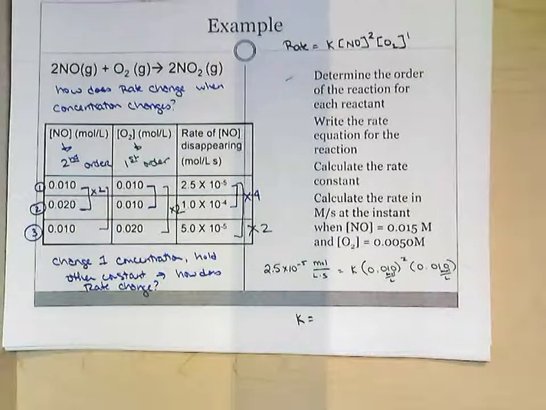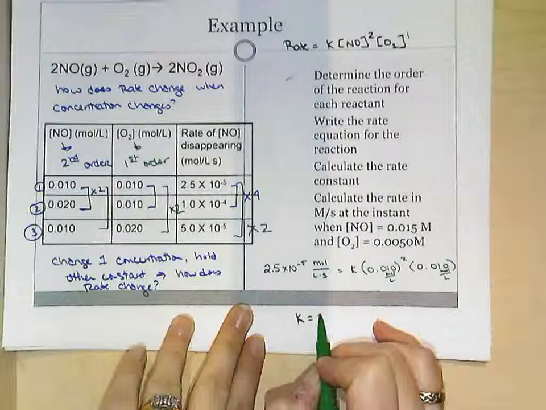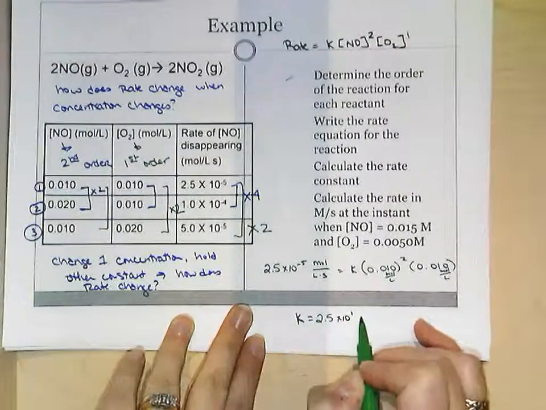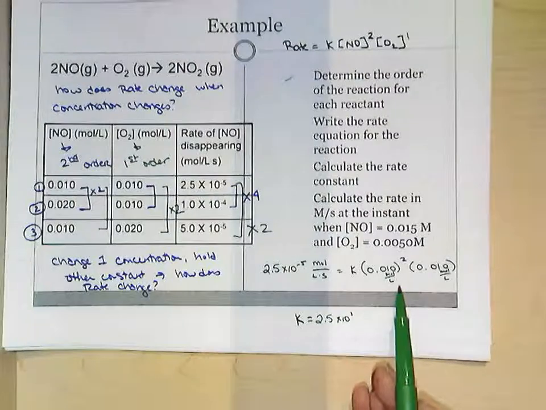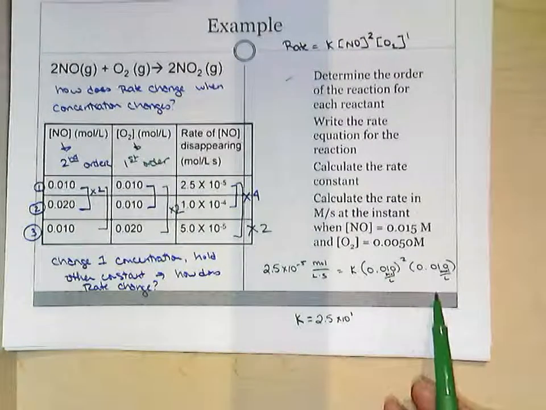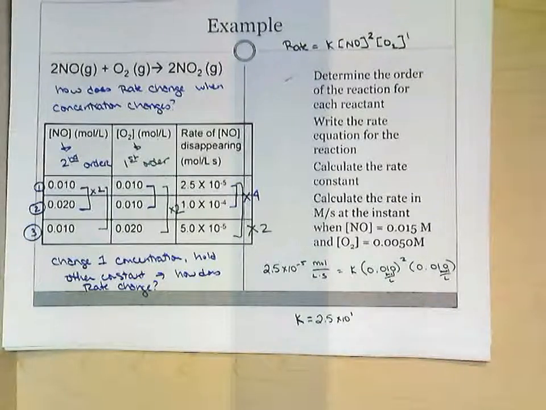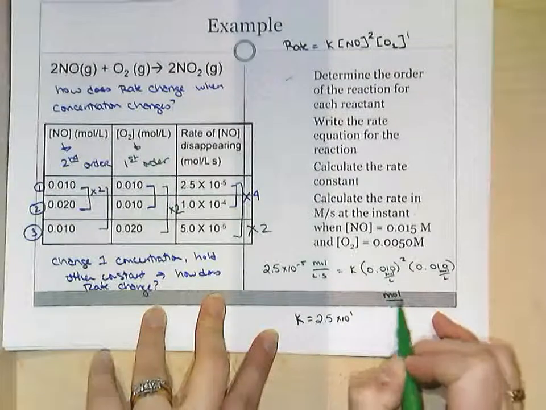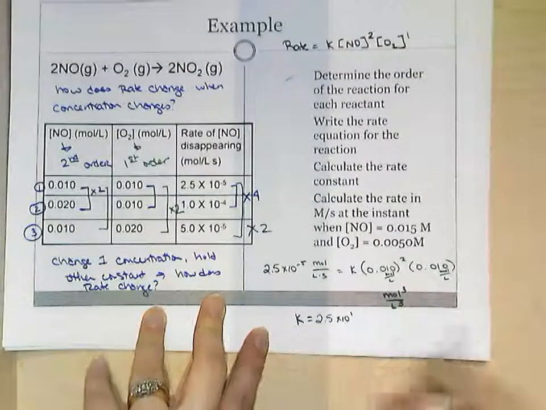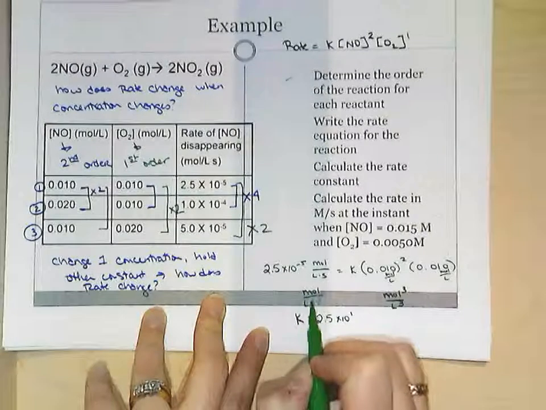How many significant figures do I get to have in my final answer? 2. Either 25 or 2.5 times 10 to the first, both would be fine, if I get something like that. Okay, let's look at these crazy units. What are my units over here? I got moles per liter squared times moles per liter. So what are my units on the right side? Moles per liter cubed. And over here I had moles per liter second.